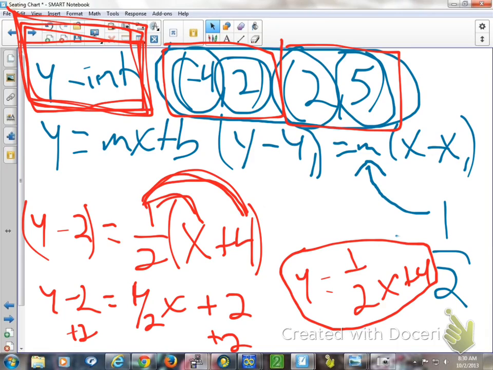It's really hard to be neat on this board. Not that I'm neat anyway, but it's really hard. 1/2 x plus 4. Questions? All right.